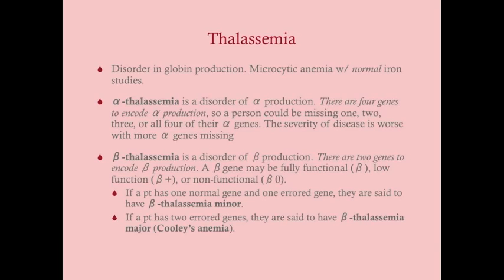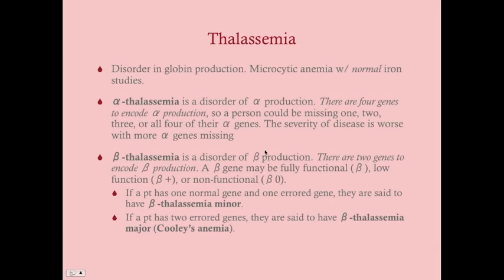Alpha thalassemia is a disorder of alpha production, and that makes sense. There are 4 genes that encode alpha production, so a person can miss 1, 2, 3, or even all 4 of their alpha genes. And the severity of their alpha thalassemia is going to be worse the more alpha genes they have missing. So most of us don't have any missing, but there are some people with 1 gene missing, some people with 2, some people with 3, and so forth.